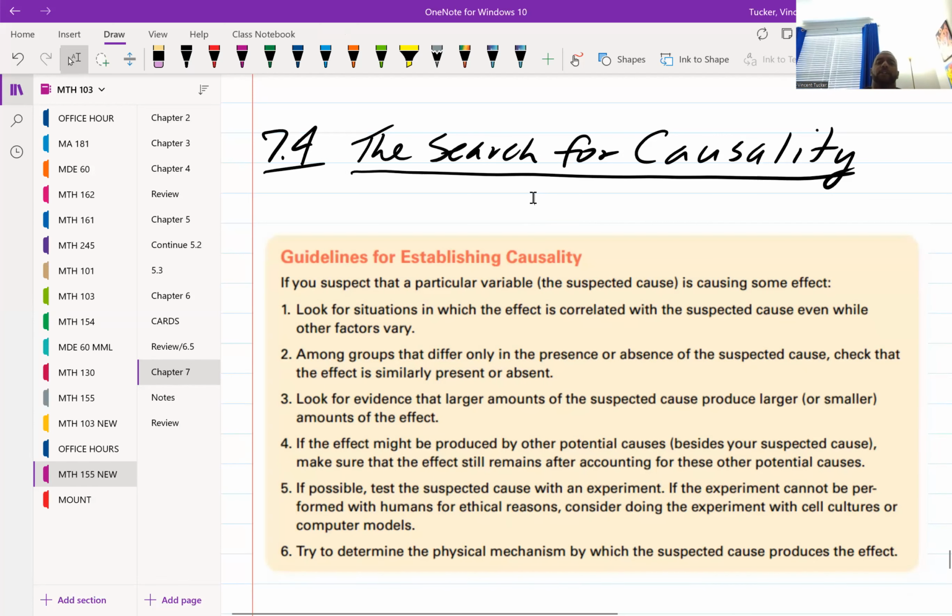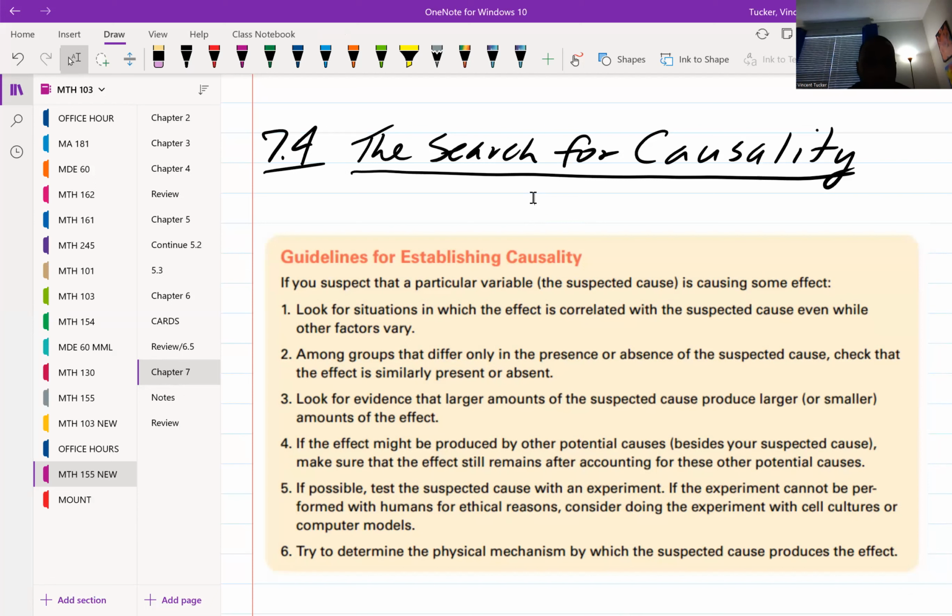All right. So the search for causality, guidelines for establishing causality. In this section, they're going to present you with options, and you just analyze what you read and see if there's a reason for causality or not.